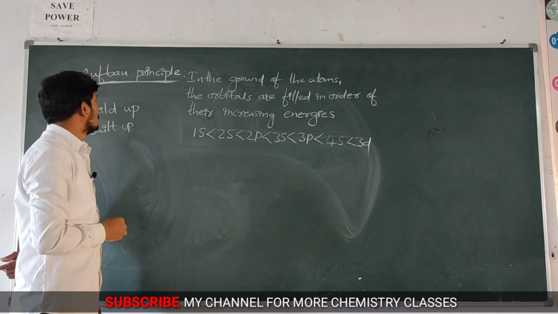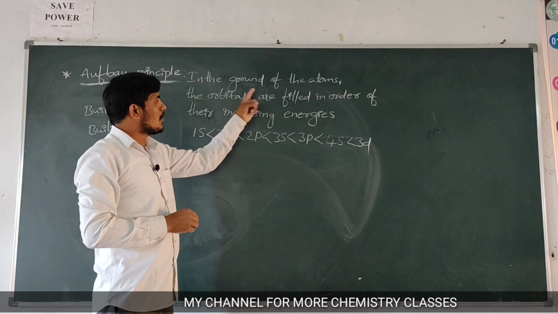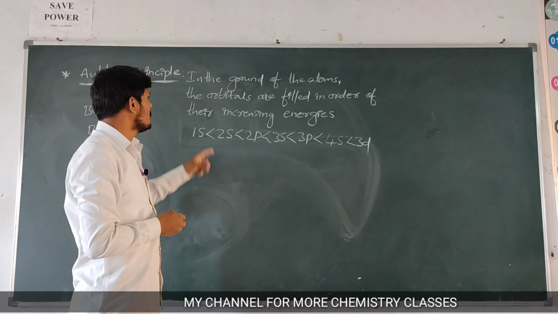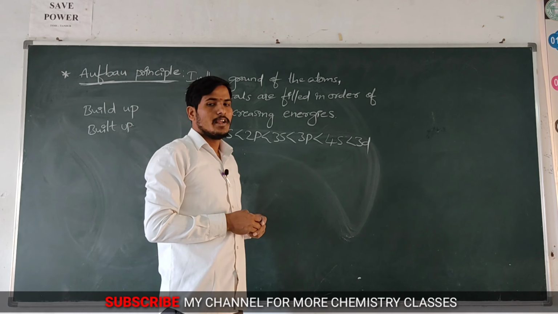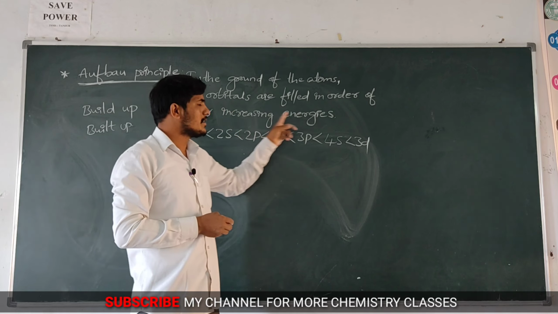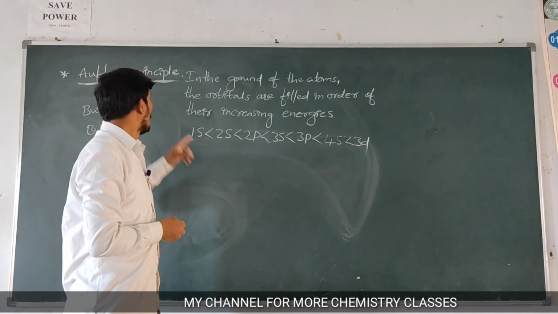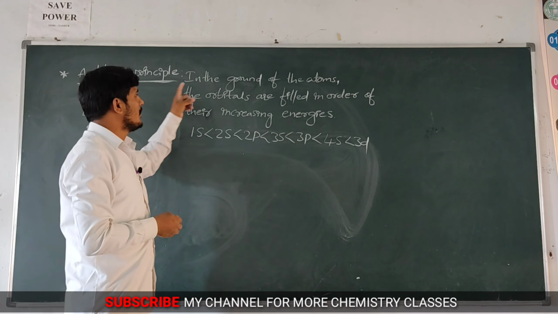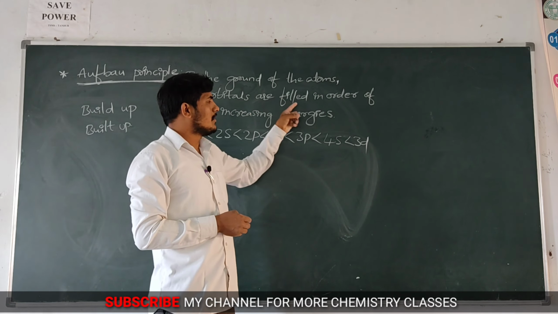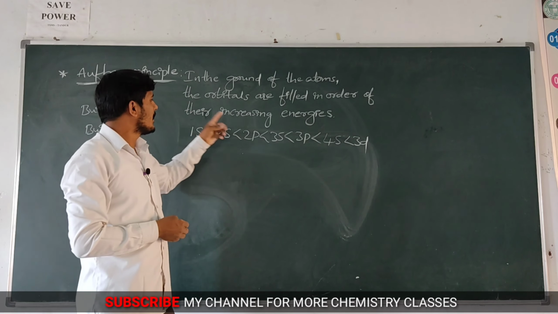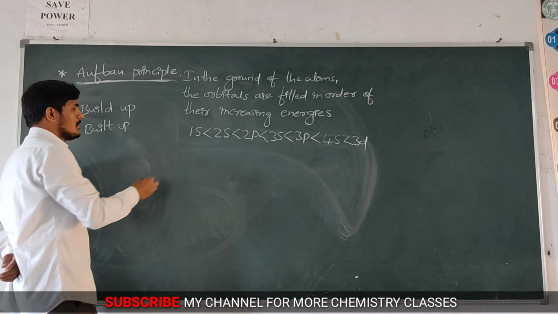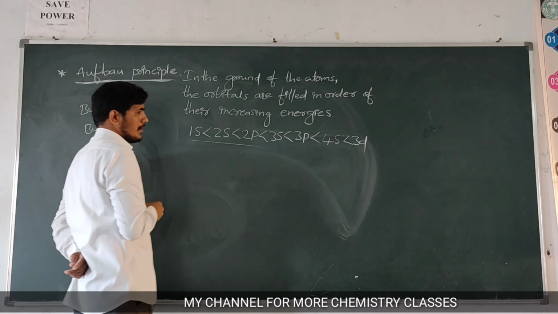This principle says that in the ground state of the atoms, the orbitals are filled in order of their increasing energies. This is called the Aufbau principle. Once again, in the ground state of the atoms, the orbitals are filled in order of their increasing energies, which is called the Aufbau principle. For example, this is the increasing order of orbitals.